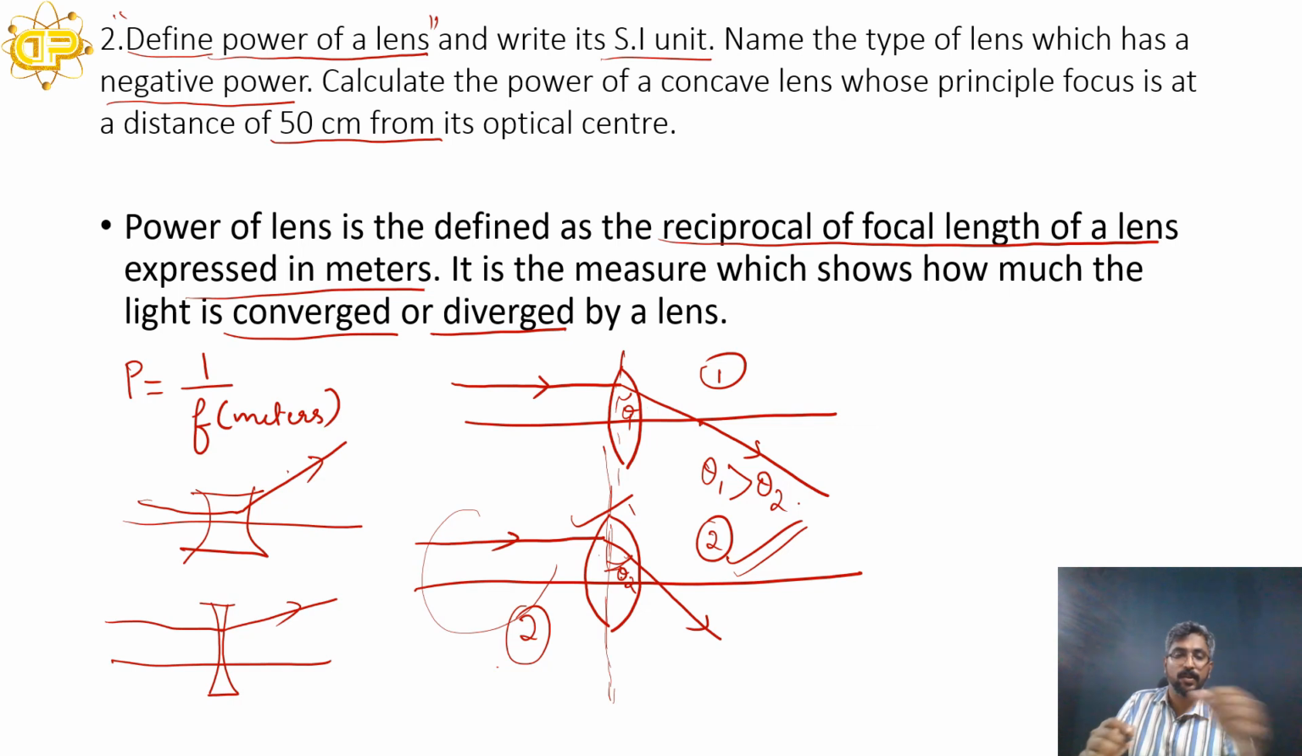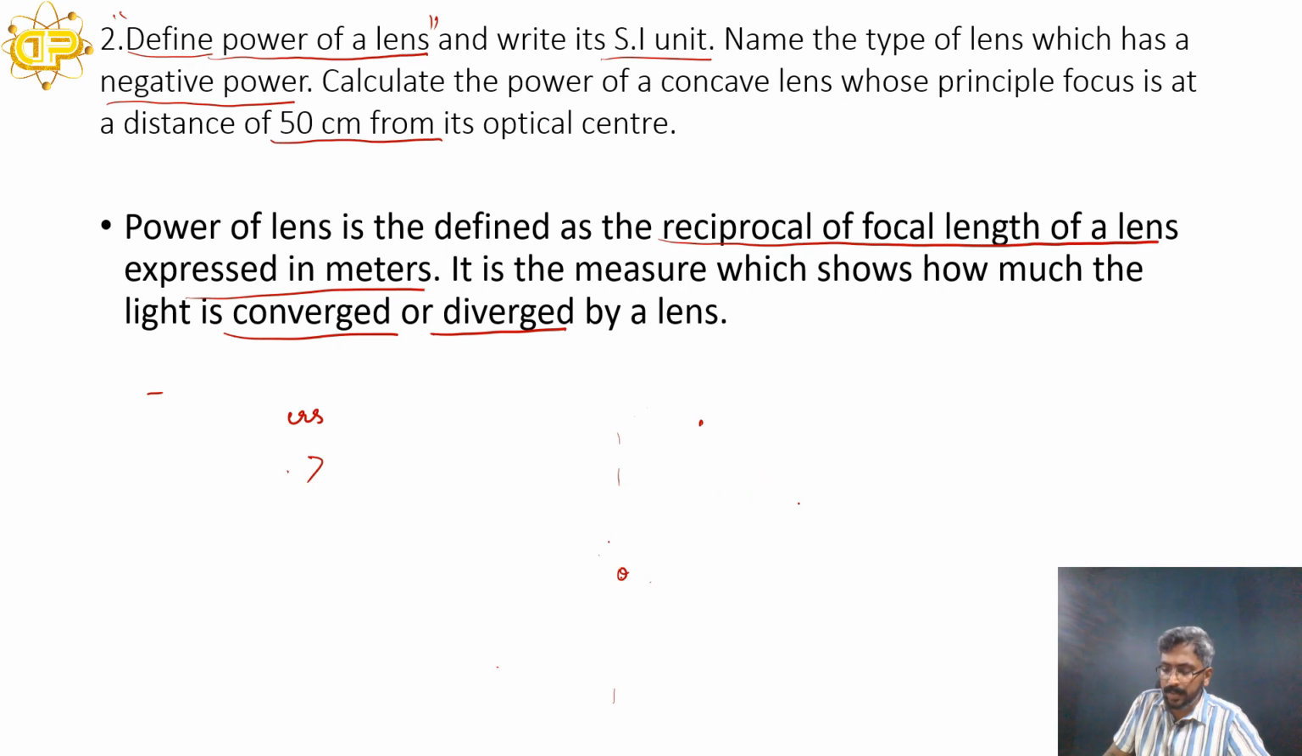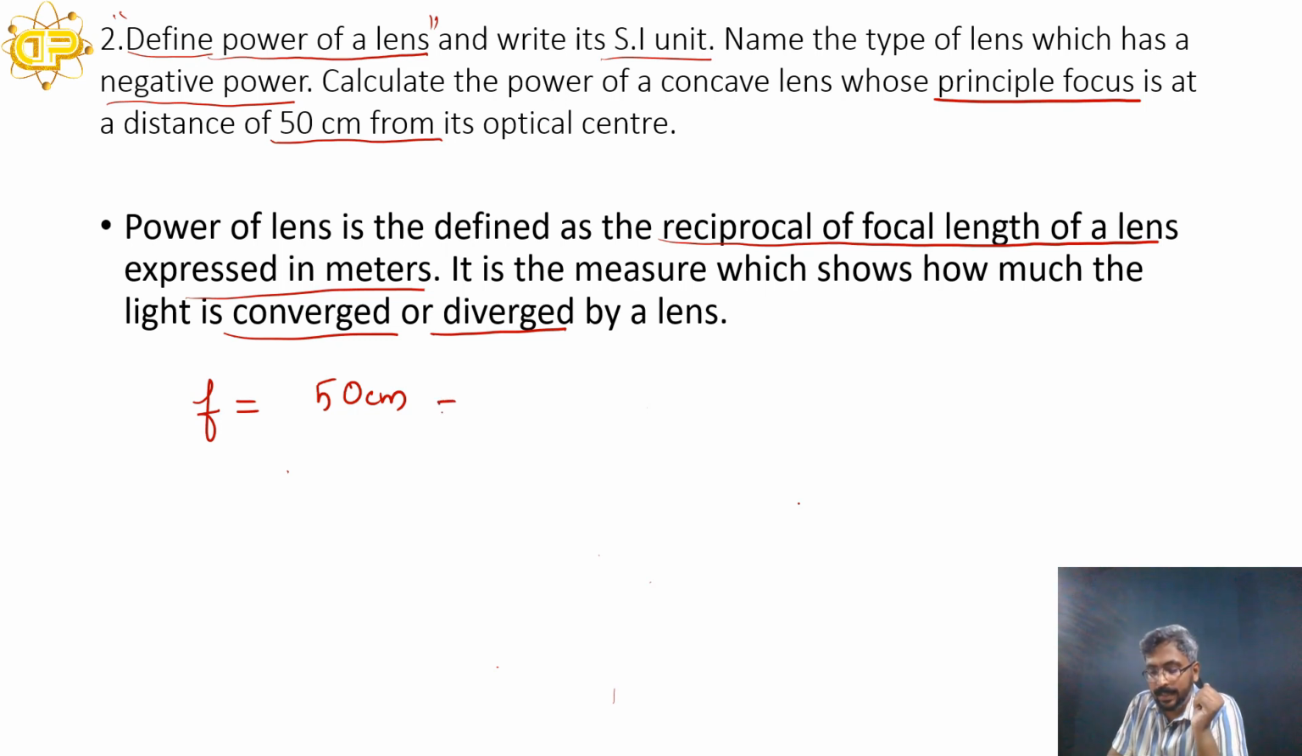Okay, now we are going to find out the third session, that is the numerical part. So read the numerical part carefully and see how you can do this. The basic equation should be in your mind, that is power of a lens is equal to the reciprocal of f, 1 by f, right? Let us see. Calculate the power of a concave lens whose principal focus is at a distance of 50 centimeter from the optical center. So principal focus is given there, equal to 50 centimeter from its optical center.